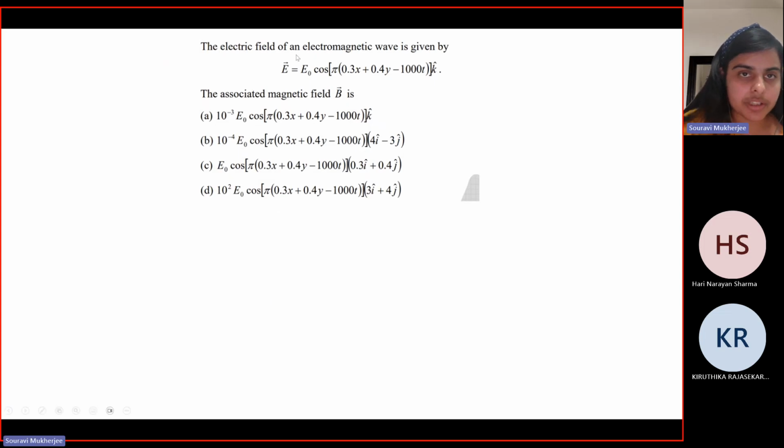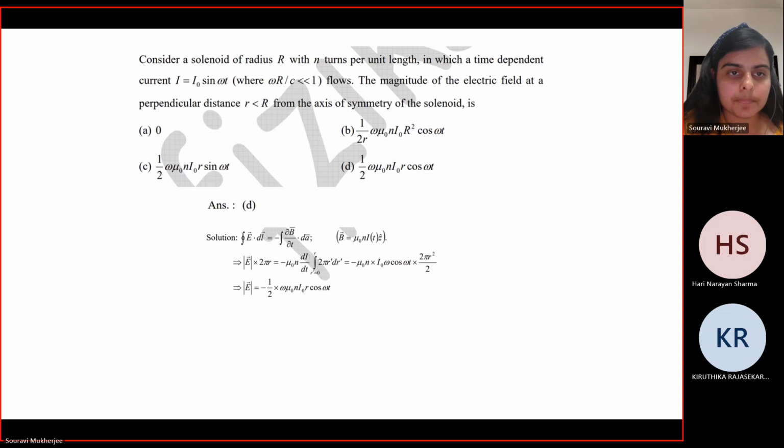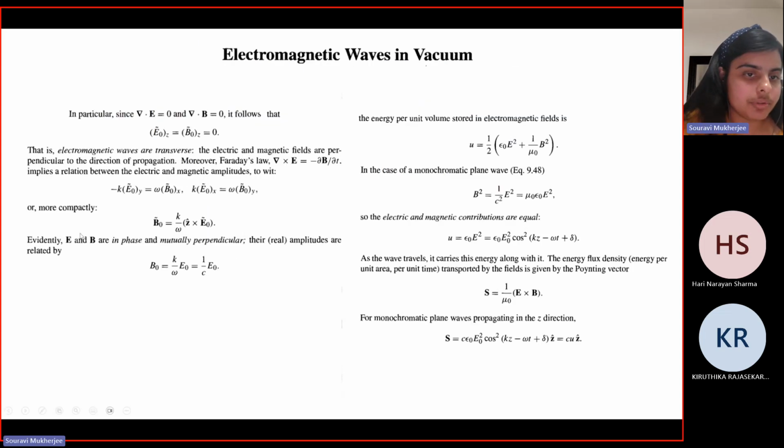In this question, the electric field of an electromagnetic wave is given, and you have to find the associated magnetic field. What is the relation that you have to use? If we go back, we have to use this relation, which, for an electromagnetic wave in vacuum, relates the electric field to the magnetic field.